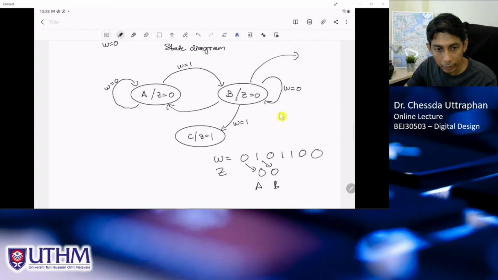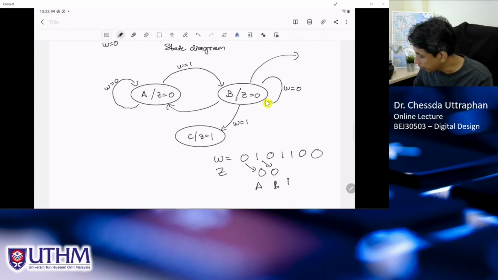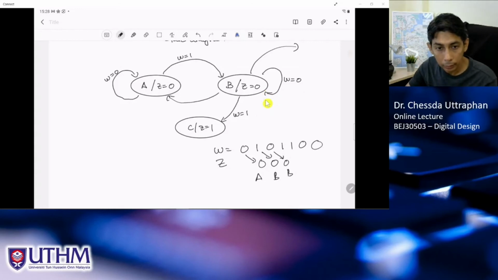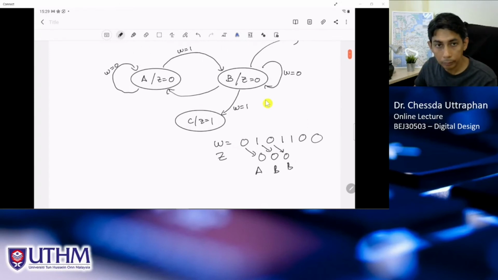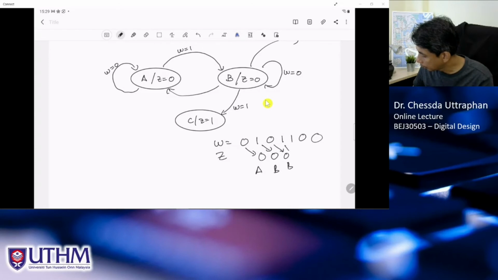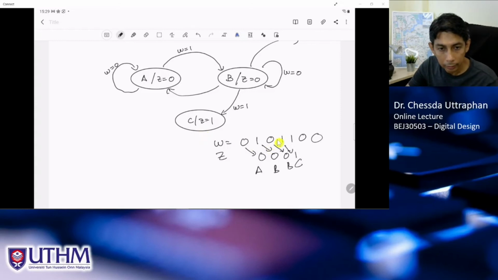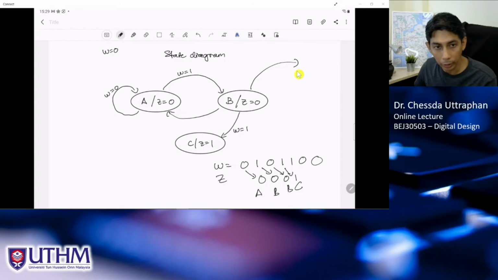And when 0 comes, if we stay at B, so let's say we stay at B, of course Z is 0. And now 1 comes, we need to go to C, and the output is 1 already. Which is wrong, because only one measurement and we go to C already. It means that we cannot stay at B when W equals 0 in this case. So we cannot do that.